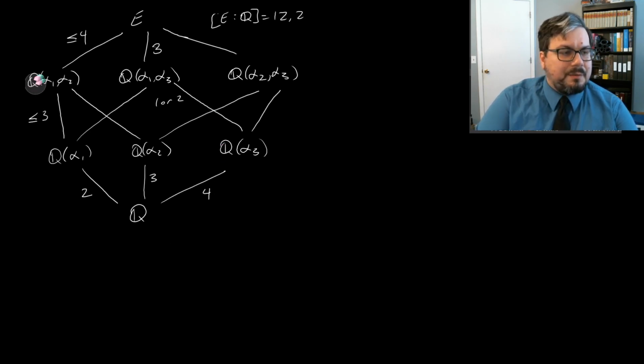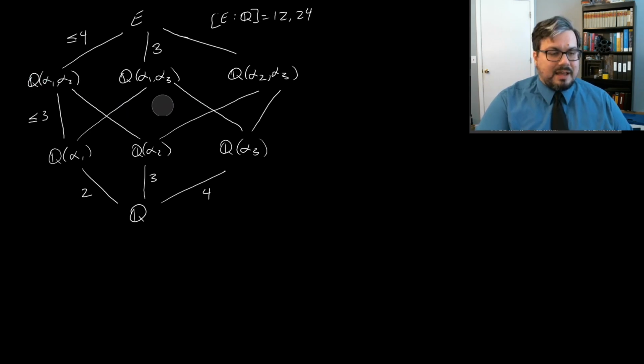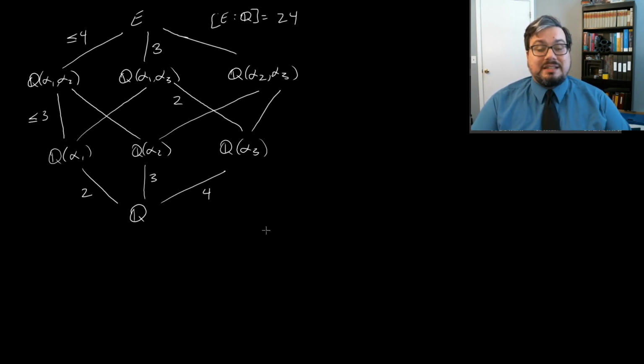All right, so this is what we had before. And what we've done is we've just determined that the degree of Q(α1, α3) over Q(α3) is actually equal to 2. So that means that we can in fact conclude that the degree of E over Q is actually equal to 24.